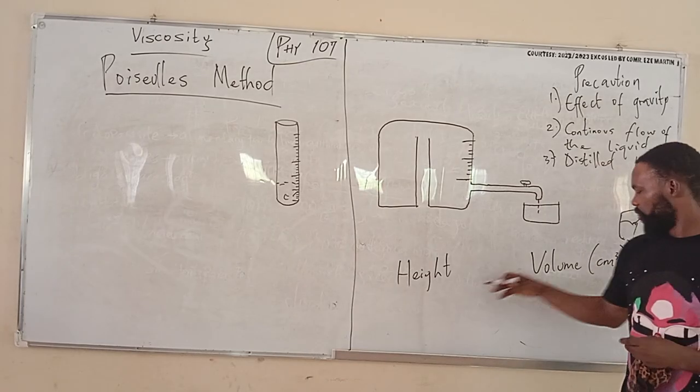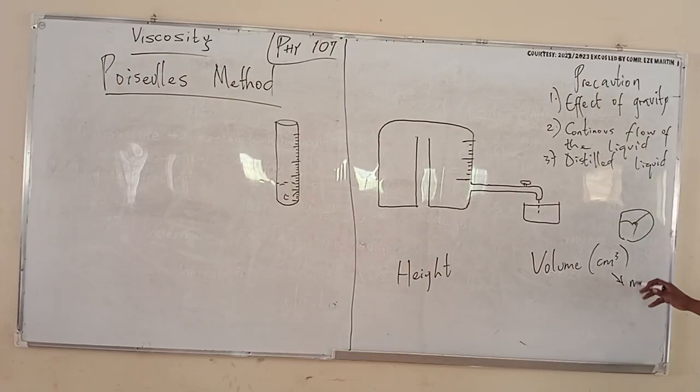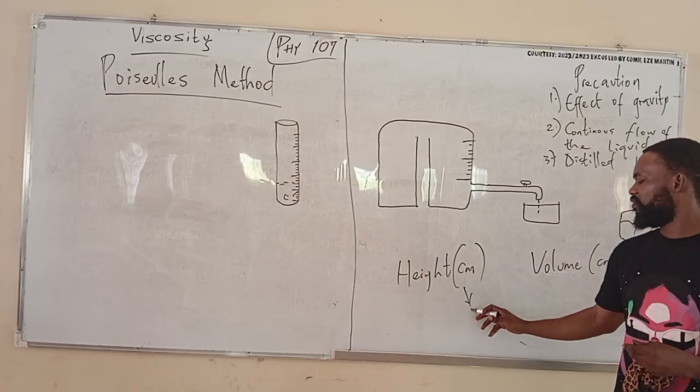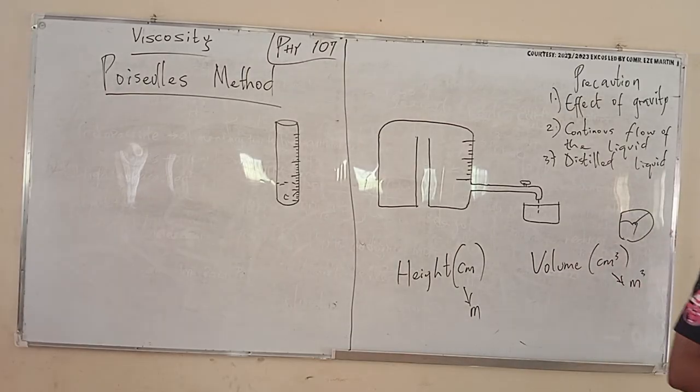That is the calibration. And we know that when we finish this, we should convert to meter cube. This one is going to be in centimeter. And we know that when we finish this, we should convert to meter. I hope I'm not confusing anybody, because we've not started anything. What I'm just trying to do is to create a mental picture of what the practical using Poiseuille's method is.